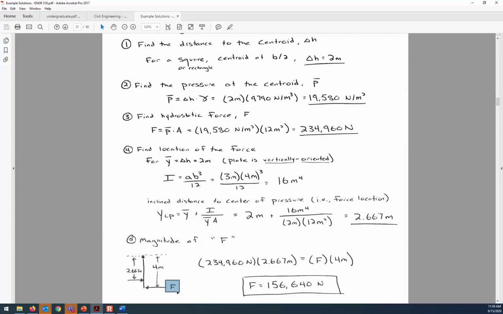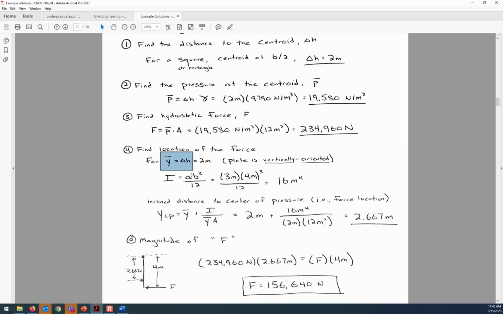So I think that's a pretty good illustration of not only the process, but also how to use all these equations. And as long as it's a flat surface that you're finding the hydrostatic force on, the same method is applicable. It doesn't matter how deeply submerged, if it's vertical or inclined, it's the same basic method. It's the same structure that we're going to apply. It's just, if it's inclined, then delta H isn't equal to Y bar. It's only when it's vertically oriented that those two are equal.